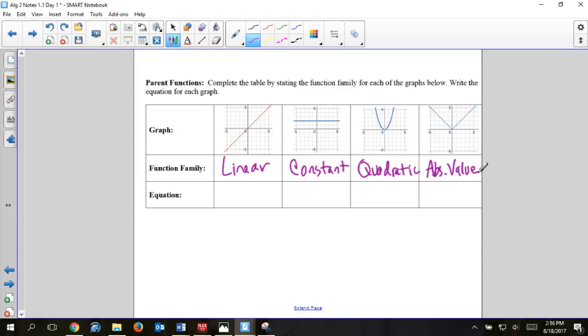Okay, next is write the equation. So the first one, if you look carefully, it does go through 1, 1, 2, 2, 3, 3. So this is f of x equals x. It is the parent function. You could have also written y equals x. Either would be fine. The next one, constant. Be careful because this one is a tricky one.